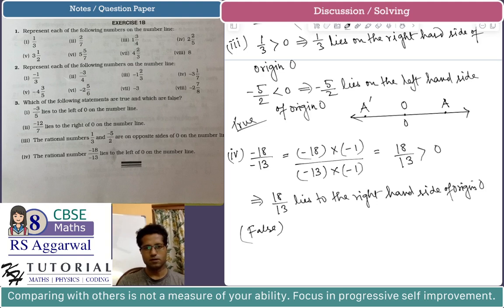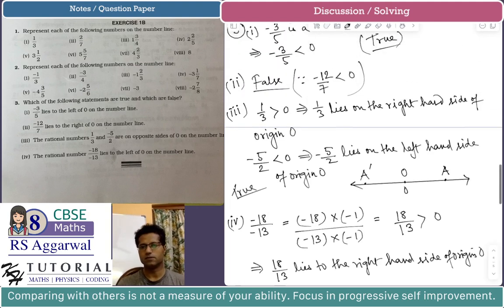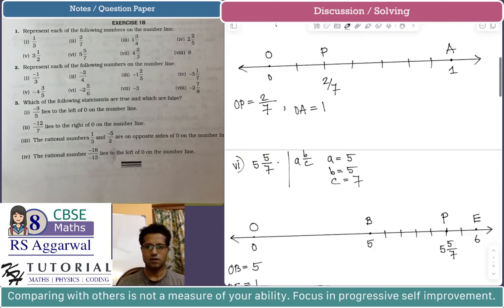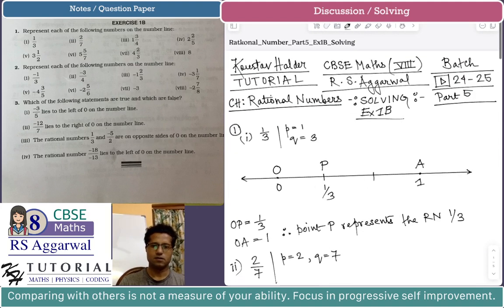So, this was all. It was barely 3 questions for exercise 1B, just based on the representation of rational numbers on the number line. So, even though I did not solve all the problems, I hope the problems I solved will give you enough understanding of the concepts of representing rational numbers on the number line.